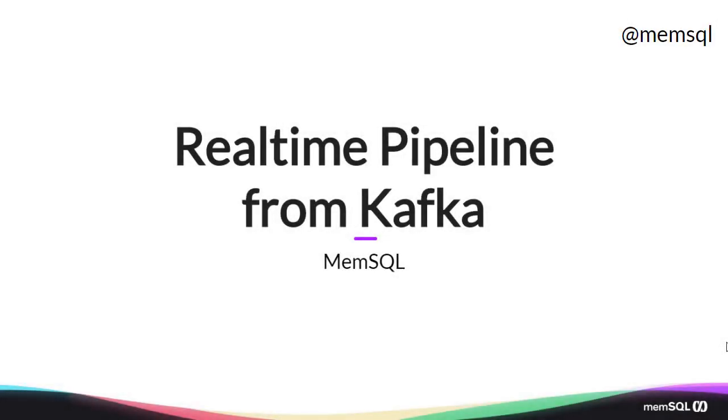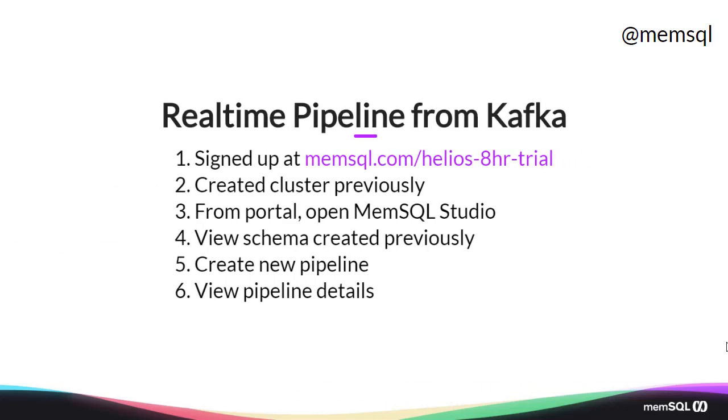We're going to create a real-time pipeline from Kafka into MemSQL today. MemSQL's pipeline feature allows us to ingest data really, really quickly so that we can power our real-time dashboards. We've created a Helios cluster previously in the managed cloud, and so we're going to log into the customer portal, open up MemSQL Studio. We'll take a look at the database that we've built previously that we'll ingest data into, and then we're going to create a new pipeline.